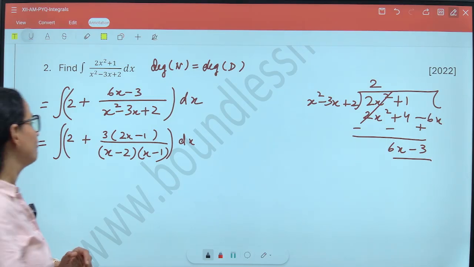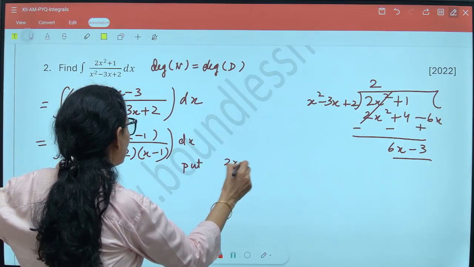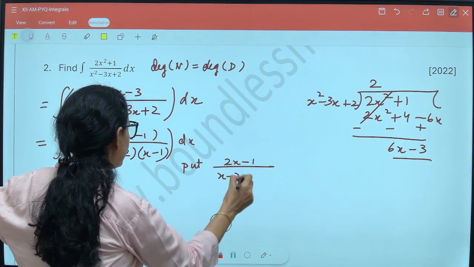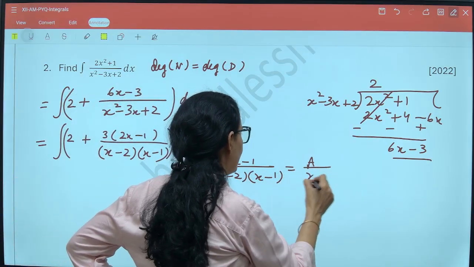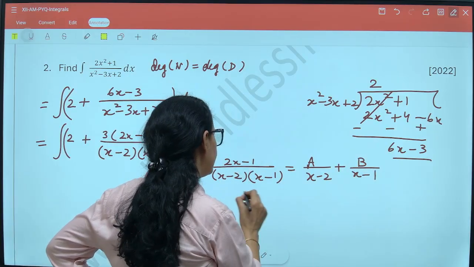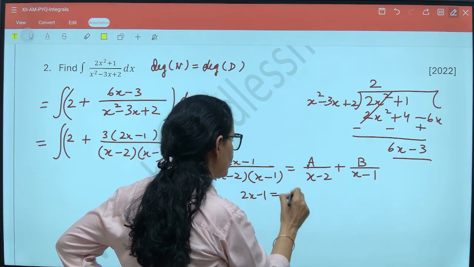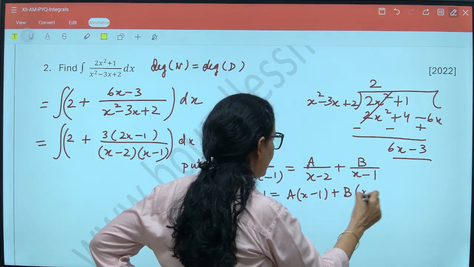Yes, by partial fractions. So now that means you put (2x minus 1) upon (x minus 2)(x minus 1) as A upon x minus 2 plus B upon x minus 1. Take the LCM and equate the coefficients of x and the constant term. So what do you get for A and B?